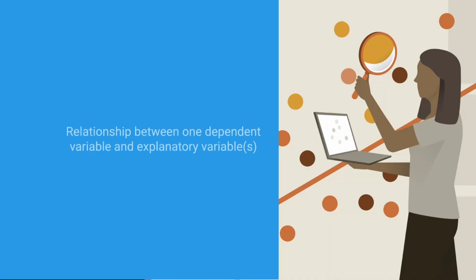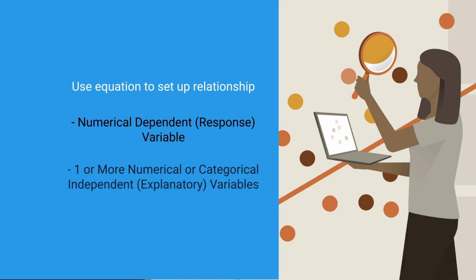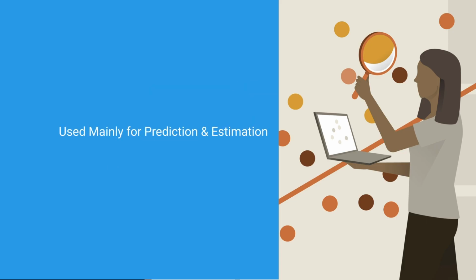So the relationship between one dependent variable and explanatory variables is an ingredient of the regression model, and we are going to use an equation to set up the relationship. A numerical dependent, or we can say the response variable, and one or more numerical or categorical independent explanatory variables. So this is used mainly for prediction and estimation. That is the reason we say that in the regression model we are mainly emphasizing prediction and estimation.